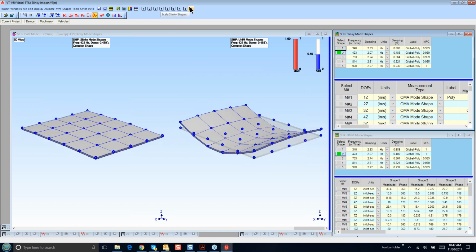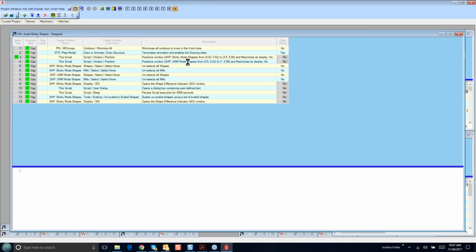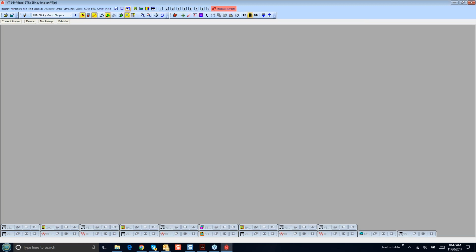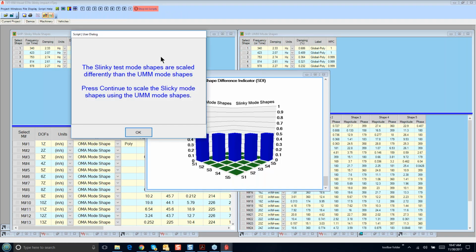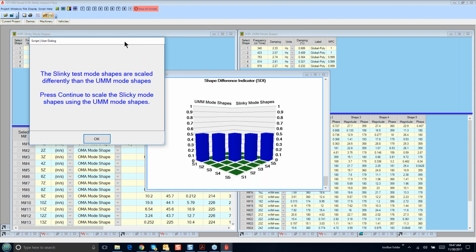Let's go here to the last hotkey, and that is the one that's going to scale the OMA mode shapes, what we call OMA mode shapes, using the UMM mode shapes. So here it says the Slinky test mode shapes are scaled differently than the UMM mode shapes. And this is what we saw from the diagram, or from the SDI calculation. It computes the difference. The MAC computes the collinearity. That's the difference between those two indicators.